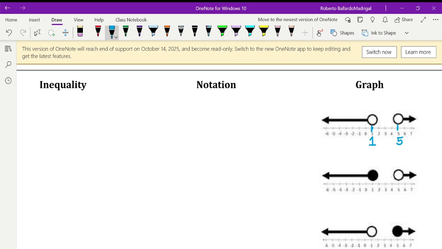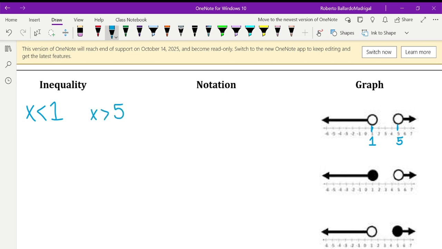How do I express the first inequality, this first part of the graph? This is starting at 1 and going to the left. How would I show that with an inequality? X is less than 1. What about the other side? Now the one that is starting at 5 and going to the right. How do I express that part of the graph? X is greater than 5.